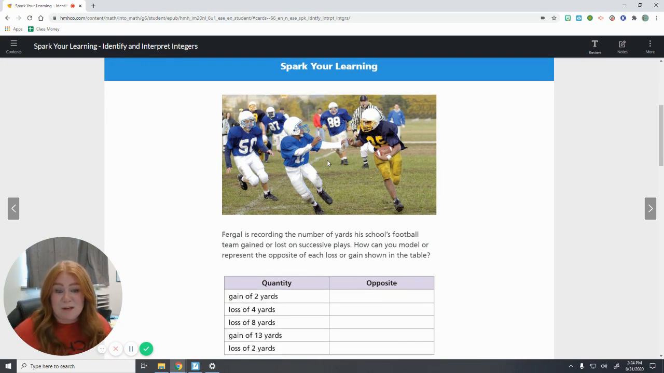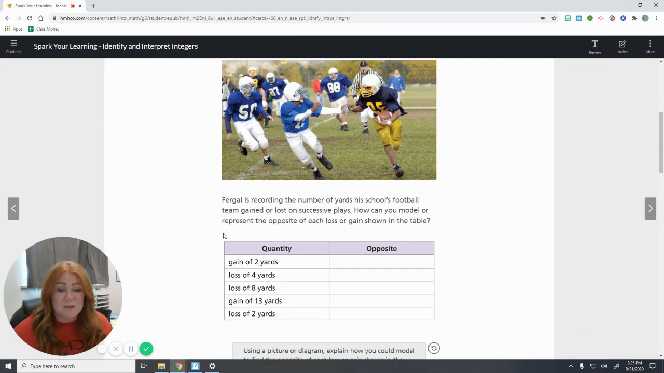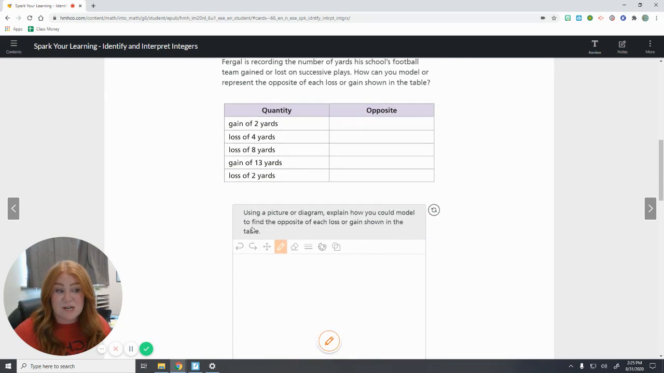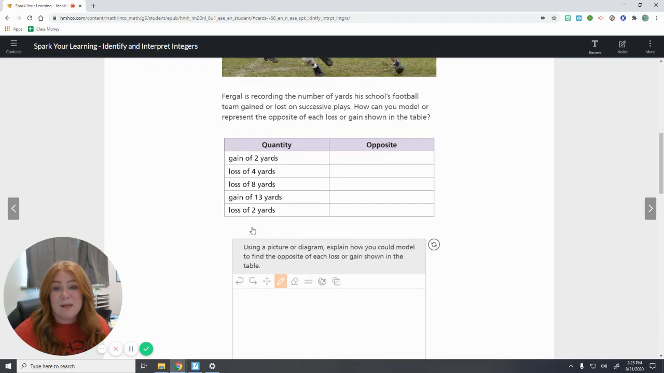If you have done the Spark Your Learning, you know that you were talking about a football team and they recorded when they gained or lost yards on different plays. And so we're going to model how we did that. I just want to show you how I would do that. The way you did that might look different, and that's okay. We can all use different strategies to solve the same math problem.